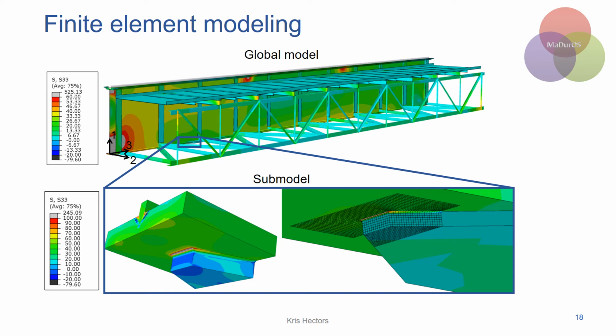Based on the results of the global model and experience with the actual structure, a critical detail was selected and modeled using a submodeling approach. The displacements of the global model are used to drive the boundary conditions of the submodel, which includes the weld geometry. In this way, the local response of the welded detail can be very accurately calculated whilst keeping computational costs low. The submodel is shown in the bottom figure. To determine the stresses at the weld toes, the hotspot stress approach was used in accordance with the IIW recommendations.